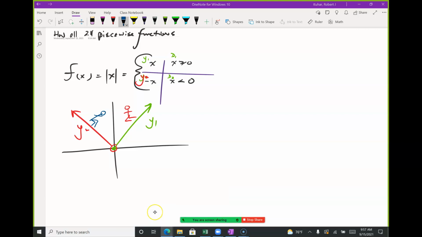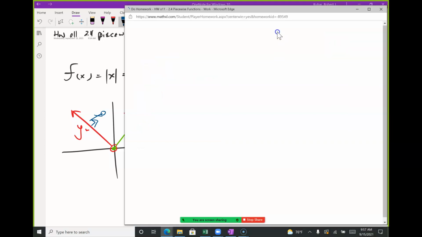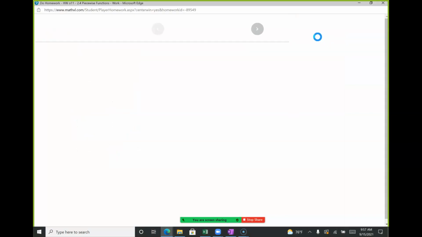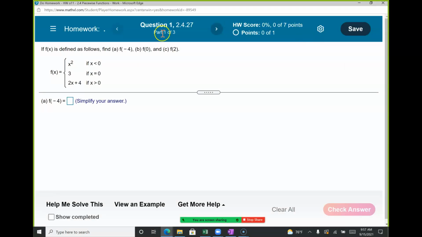All right, let's look at a couple of problems here. There's just not much to do in terms of lesson. Again, this is something you would have been doing in Algebra 2 and/or Math 50. So here's my very first function, and it's asking me a bunch of things: find f of -4, find f of 0, find f of 2.